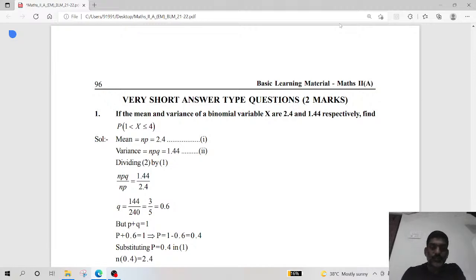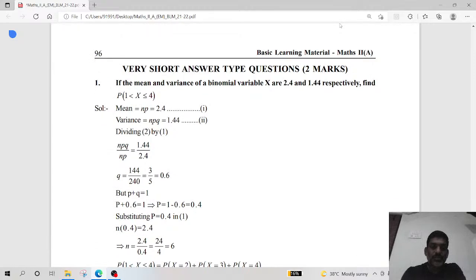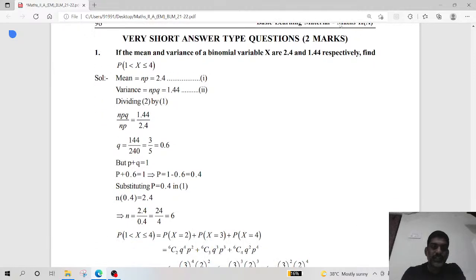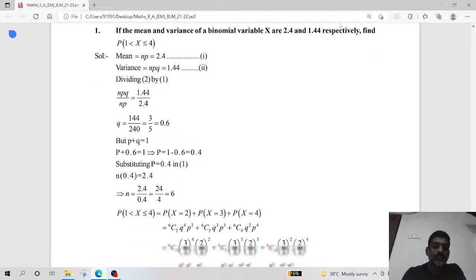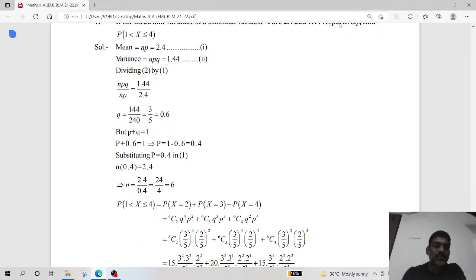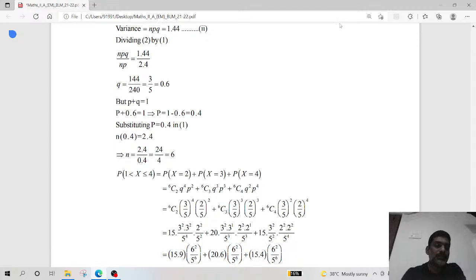Then substituting p equal to 0.4 in the first equation, we can get n. And they are asking P of 1 less than or equal to X less than or equal to 4, that is P of X equals 2 plus P of X equals 3 plus P of X equals 4 according to the binomial distribution formula. 6C2 p square q power 4, 6C3 p cube q cube, 6C4 p power 4 q square.